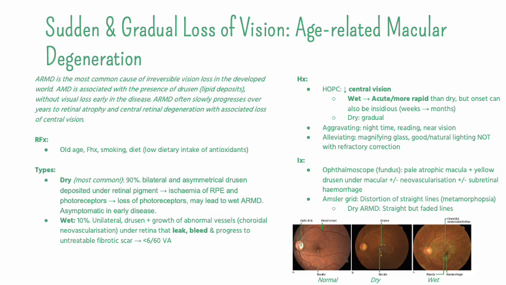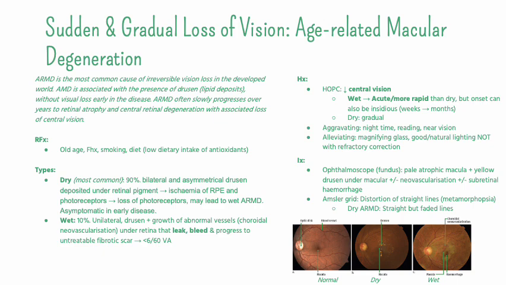The loss of vision associated with age-related macular degeneration can either be sudden or gradual. ARMD is the most common cause of irreversible vision loss in the developed world, and it's associated with the presence of drusen or lipid deposits without visual loss early in the disease. ARMD often slowly progresses over years to retinal atrophy and central retinal degeneration with associated loss of central vision. Risk factors for ARMD include old age, family history, smoking, and diet, specifically a low dietary intake of antioxidants.